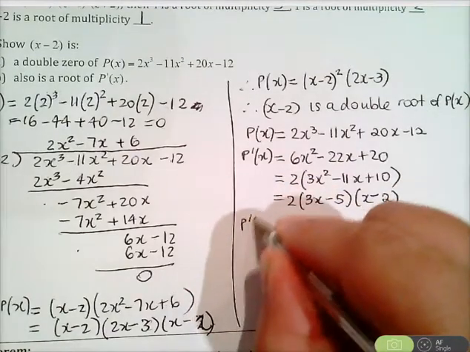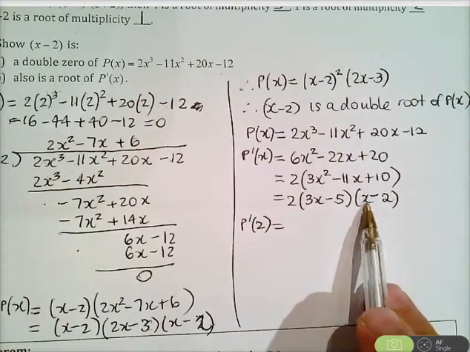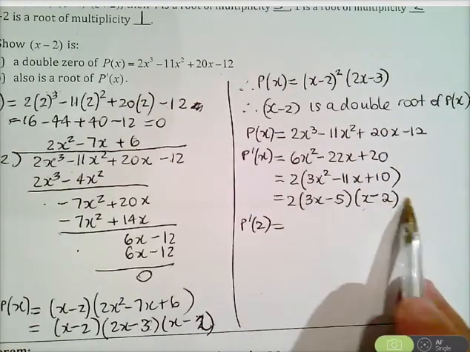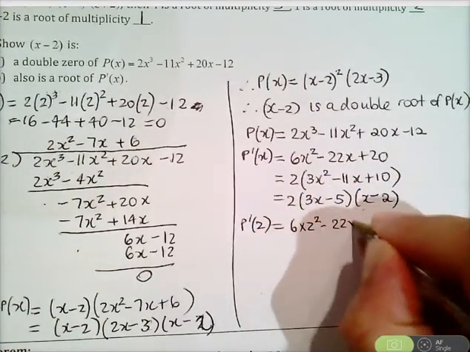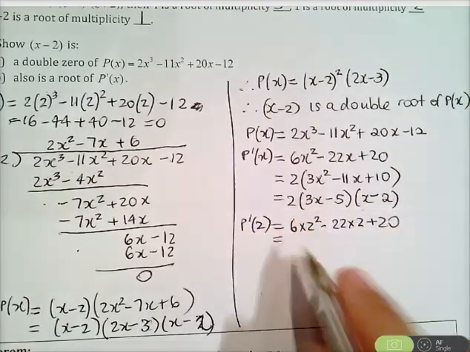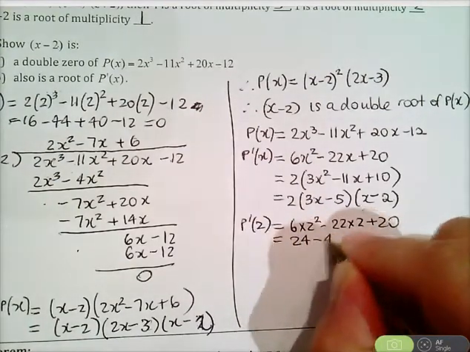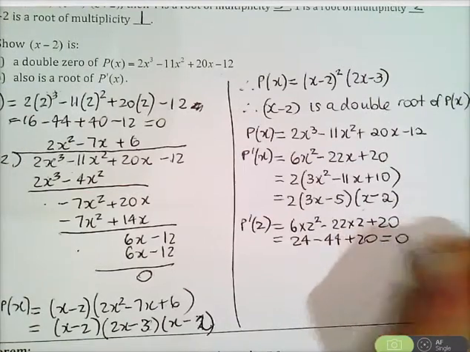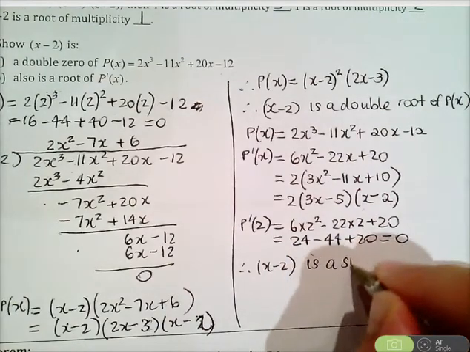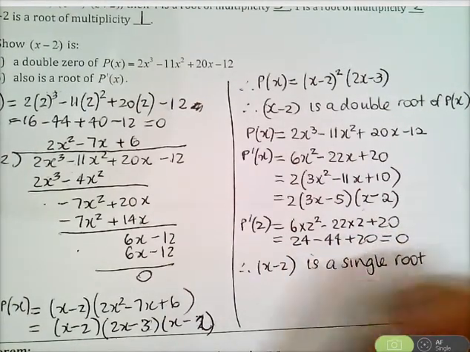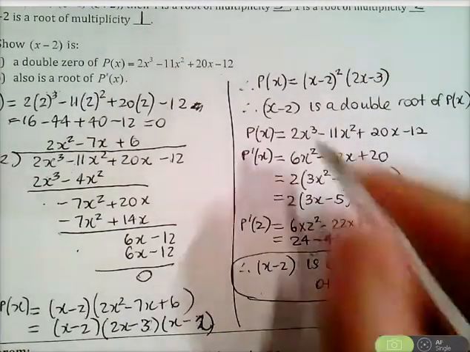So if we just look at p dash 2, this of course should equal 0. Putting x is 2 in here, the whole thing becomes 0. I get 6 times 2 squared minus 22 times 2 plus 20, and that's 24 minus 44 plus 20, which is 0. So therefore, x minus 2 is a single root of p dash x. So here are our critical bits of information.